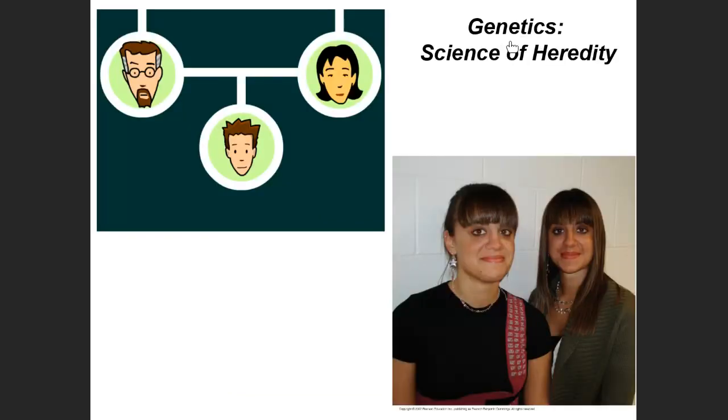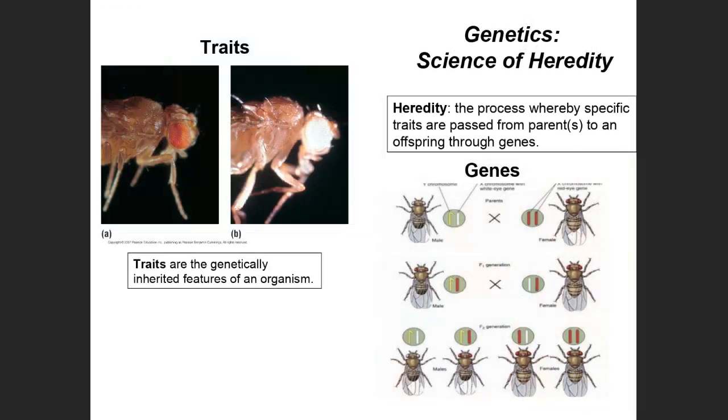So genetics is a term that was coined roughly around the early 1900s, between 1905 and 1910. And genetics is defined as the science of heredity. Now the reason why I'm showing you these figures here, especially this one, is because heredity is defined as the process whereby specific traits are passed on from parent to offspring. Today, it's known that it's passed on through your genes.